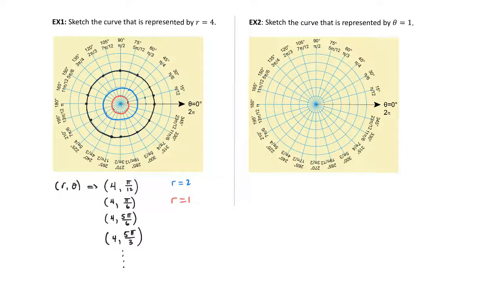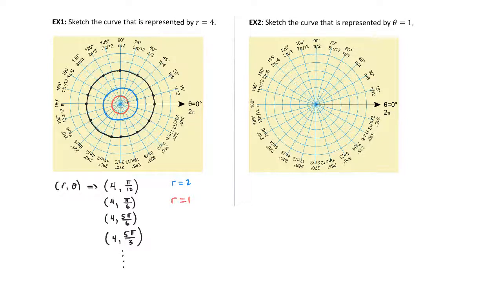In example 2, they're asking us to sketch the curve that is represented by theta equals 1. Now we have the opposite effect of example 1. In example 1, theta did not appear. Theta was arbitrary, could have been equal to anything. Now in example 2, r is the one that is arbitrary. r can be equal to anything.